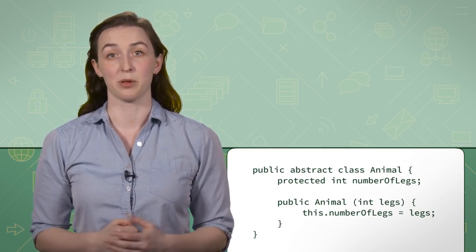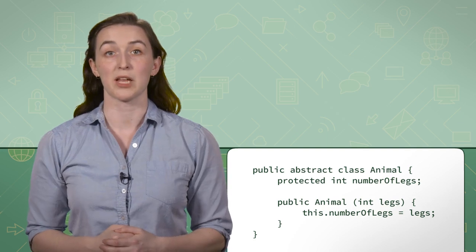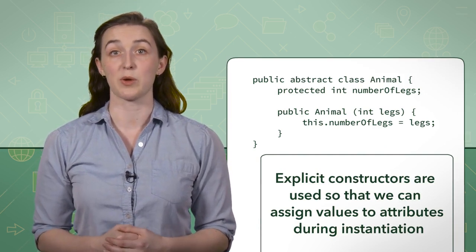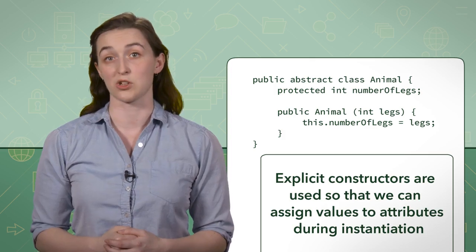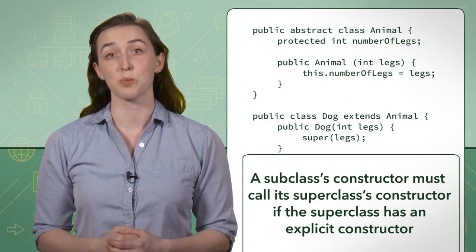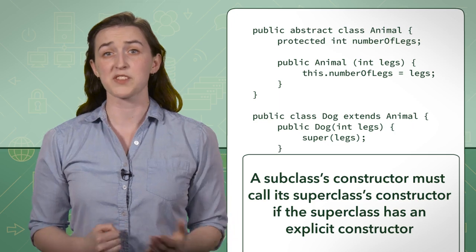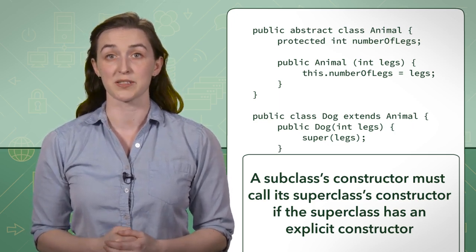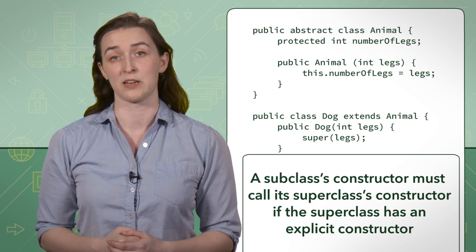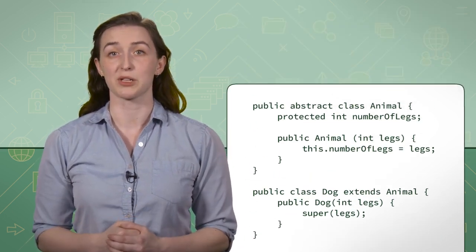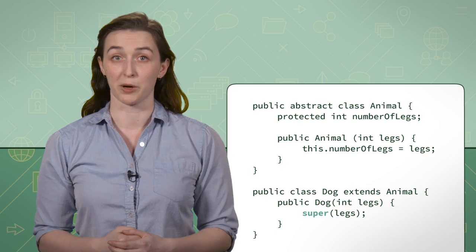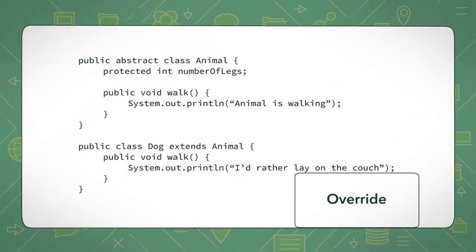The animal class in this implementation has an explicit constructor that will let us instantiate an animal with however many legs we want. Explicit constructors are used so that we can assign values to attributes during instantiation. A subclass's constructor must call its superclass's constructor if the superclass has an explicit constructor. This is because explicit constructors of the superclass must be referenced by the subclass, otherwise the superclass attributes would not be appropriately initialized. In order to access the superclass's attributes, methods, and constructors, the subclass uses the keyword called super.